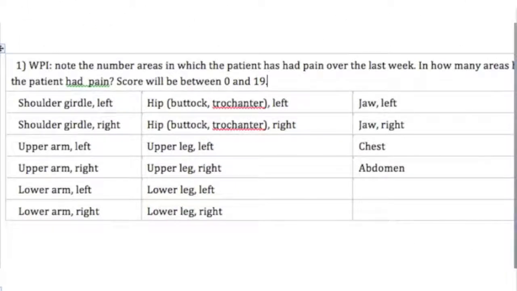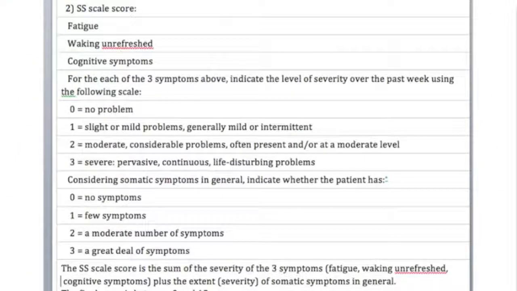So if we look at the widespread pain index, you see that we can score the presence of pain over the past week in up to 19 areas, and one simply adds those areas and gets a total possible score of 19. The symptom severity scale is made up of two components. First of all, the generalized symptoms, and then the physician assessment of somatic symptoms.